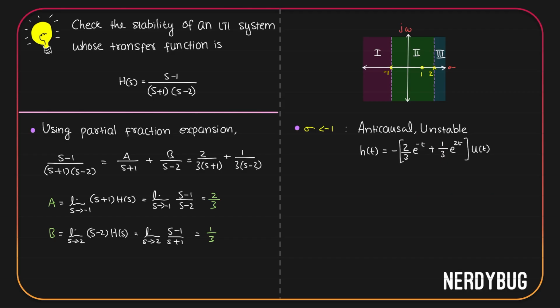Let us take the second case, sigma between minus 1 and 2. Minus 1 less than sigma less than 2. Let us check the causality first. H of s is rational, first condition is satisfied. But ROC is between minus 1 and 2. It is not towards the right of the rightmost pole. It is also not towards the left of the leftmost pole. So this system is non-causal.